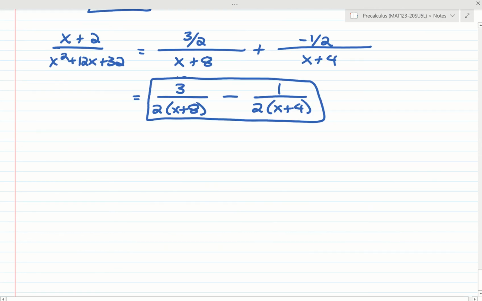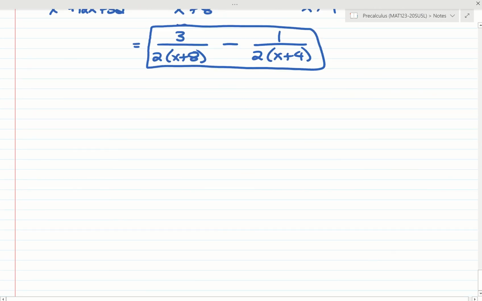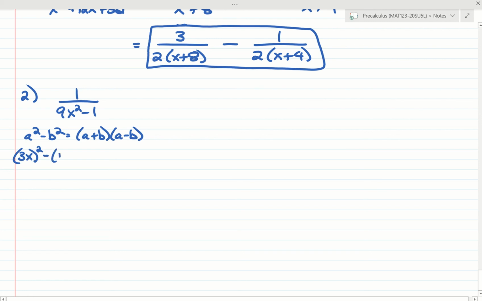Take a look at a few more problems. You'll get the hang of this. How about if I asked you to decompose 1 over 9x squared minus 1? Now that's a difference of perfect squares, right? So remember your formula. A squared minus b squared is equal to a plus b times a minus b. So 9x squared is really just 3x squared, minus 1 is just 1 squared. So the denominator would factor to be 3x plus 1 times 3x minus 1.